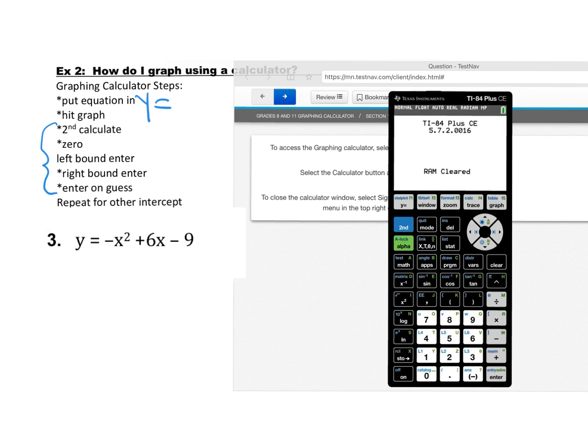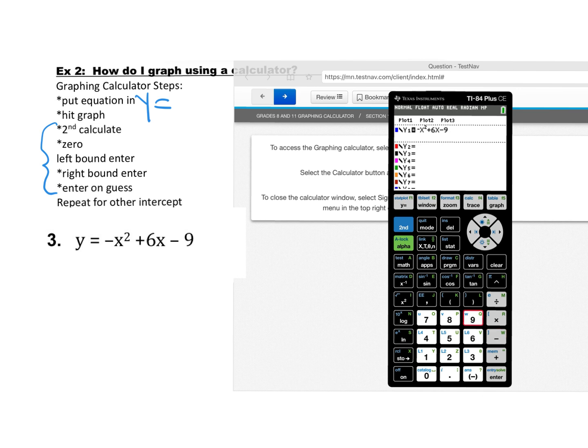All right, for question number 3, let's go ahead and again, we're going to put this in our calculator. We're going to start by putting the y is equal to. And in this case, we've got the negative x squared, so we have to put the negative there first. And remember, x, you have to do the alpha lock, and you're going to come down here and find the x. And now we've got to square it. And then now we're going to have our plus 6 again, our x, and then minus 9.